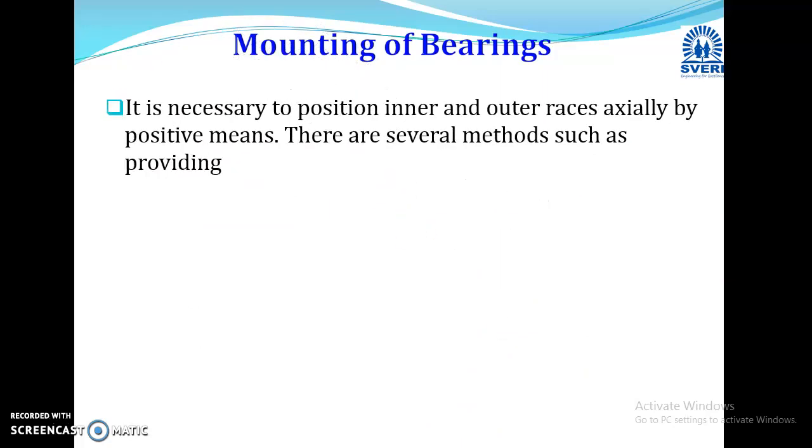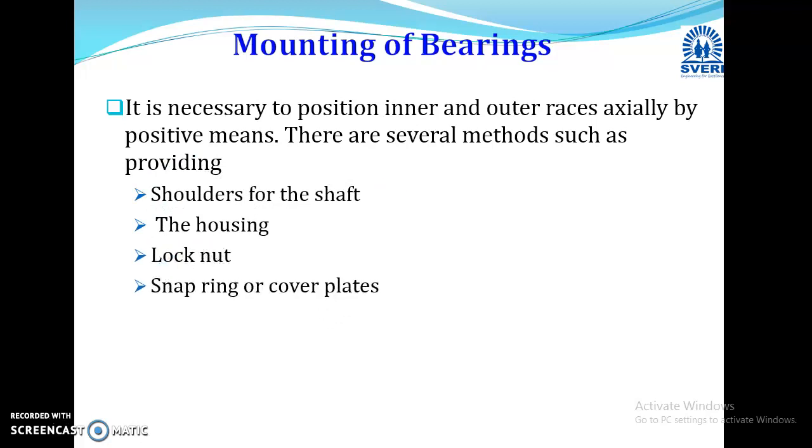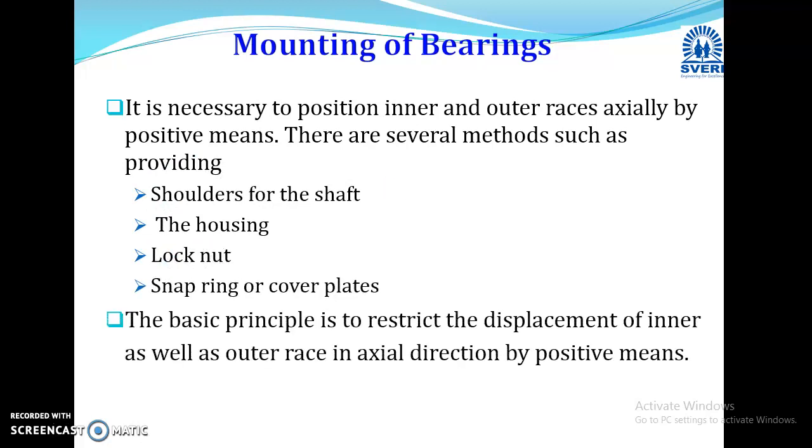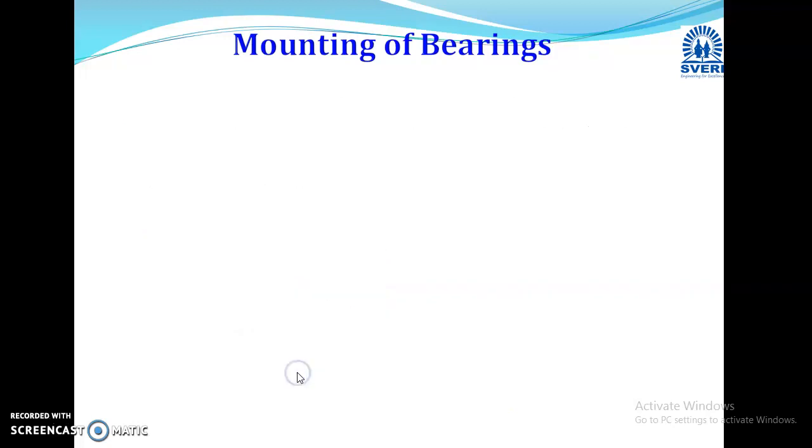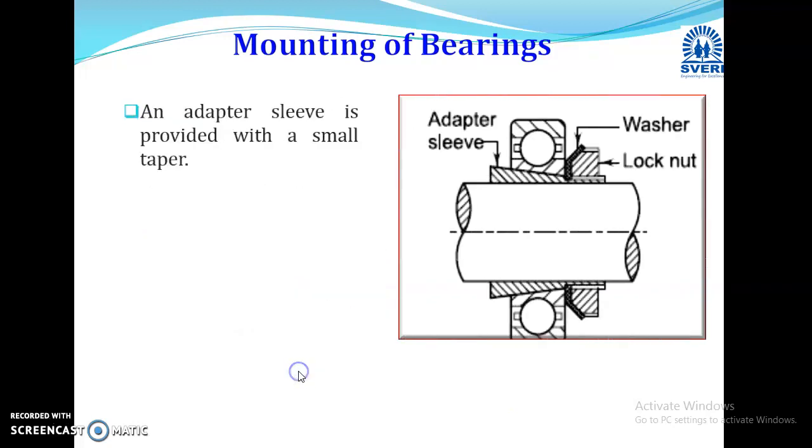It is necessary to position the inner and outer races axially by positive means. There are certain methods: to provide shoulders, to provide a housing, to provide a lock nut, and to provide snap rings. Whatever means we use, the basic principle is to restrict the displacement of the inner ring with respect to the outer ring. So let us discuss the first method.